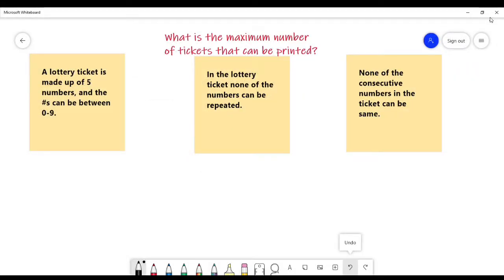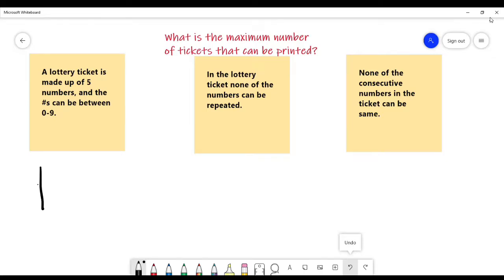Today we're going to discuss a unique problem which can help us understand probability slightly better. The question is: what is the maximum number of tickets that can be printed? We're talking about a lottery ticket which is made up of 5 different numbers. In the lottery ticket, these 5 numbers can be between 0 and 9.